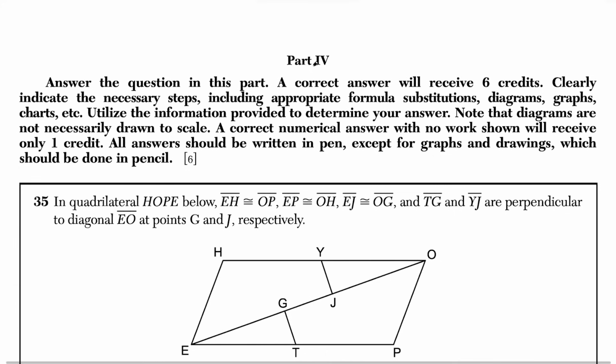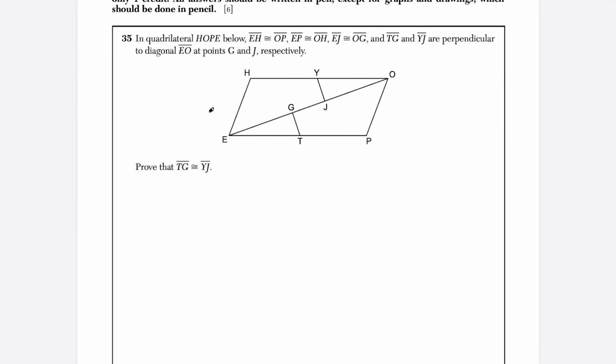Now we're moving on to part 4, the final boss, and this question is worth 6 credits. Question 35: in quadrilateral HOPE below, EH is congruent to OP. We have EP, this entire side, congruent to OH, so these two sides are congruent. And EJ, this segment, is congruent to OG. And TG and YJ are perpendicular to diagonal EO at points G and J respectively.